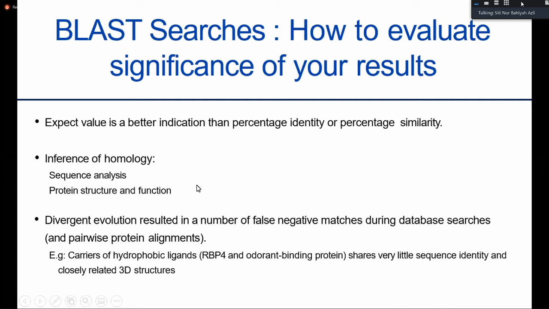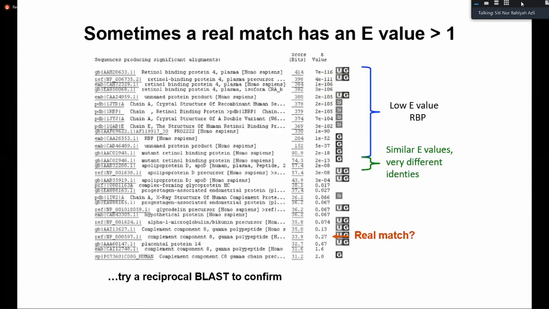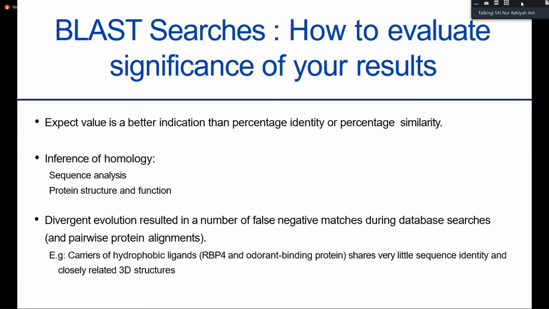So you can find more information about the homology between your query and the hit results if you analyze it properly, through the sequence analysis and the protein structure. Last but not least, from the BLAST searches, you can also better understand the divergent evolution that results in false negative matches during database searches and pairwise protein alignments.